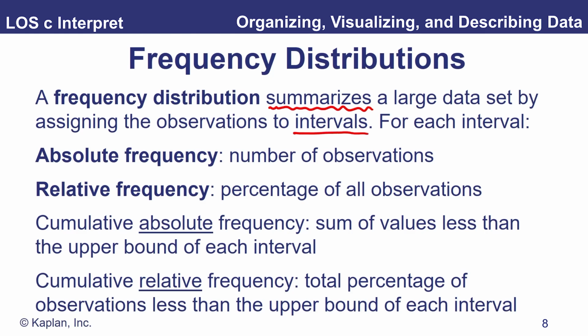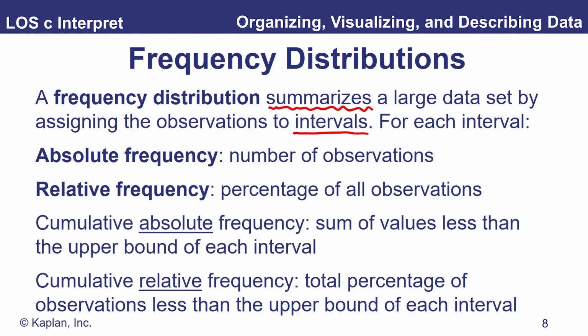Now, key point is these intervals will not overlap. What we're then going to do is take our data set and we're going to assign each observation into the intervals. Now, the absolute frequency is simply the number of observations that lie in each interval. Relative frequency, all we're going to do is convert the absolute frequency into a percentage. So it's the number of observations in the interval divided by the total number of all observations.